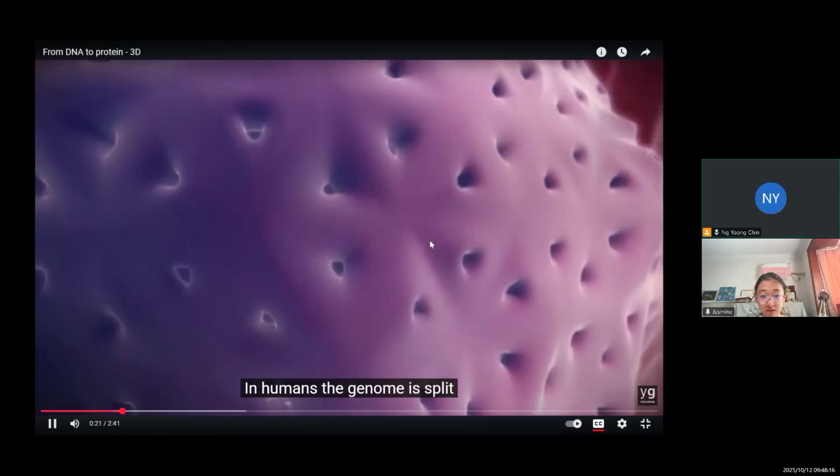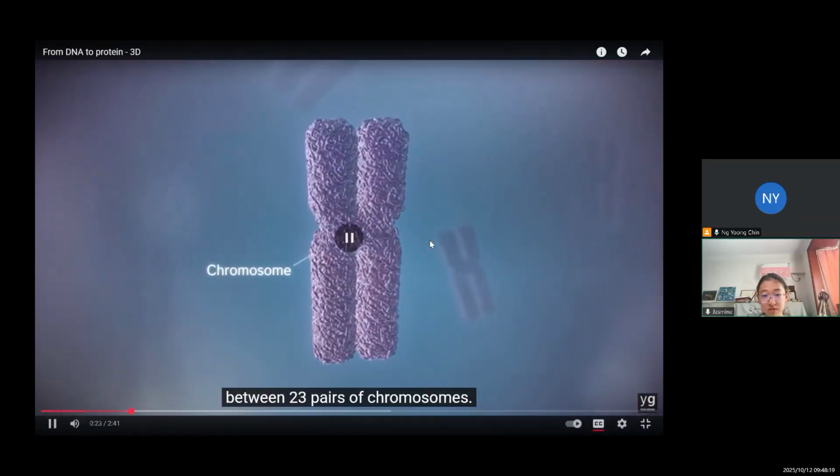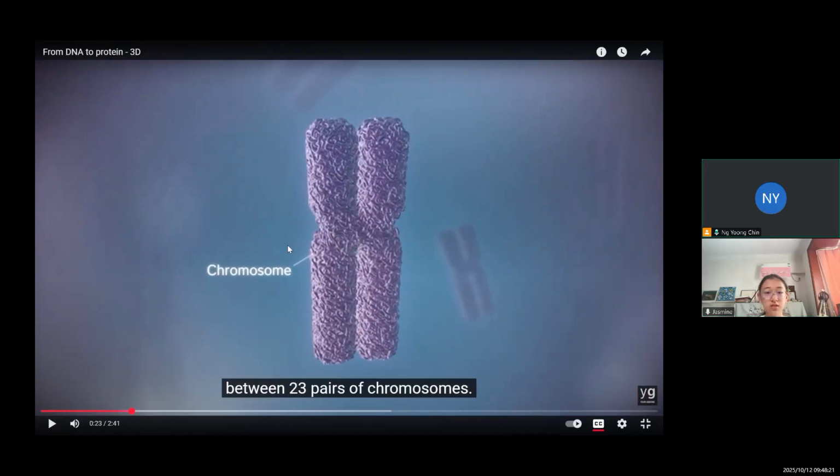The genome is split between 23 pairs of chromosomes. This is called a chromosome. Have you heard about this before or not? 染色体. Yes, we call it chromosome. It's a butterfly-like shape.